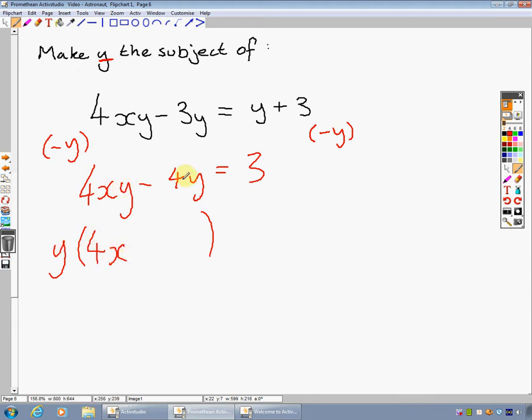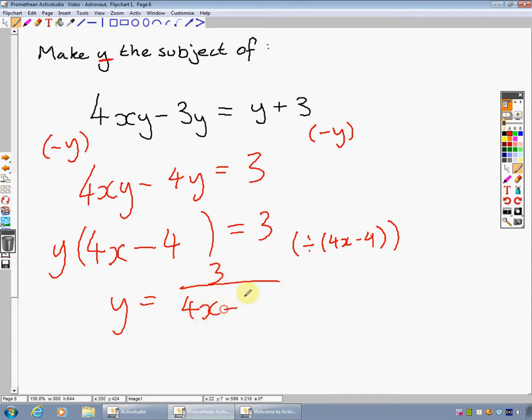And now I have my y times all this faff equals 3. Well, why don't I divide by all that faff, 4x minus 4? Divide it all by that. That's going to leave my y on its own: 3 divided by 4x minus 4. And that is actually what we need to do. We can't simplify that fraction any further, and we've got y on its own. Ka-ching. Next topic.